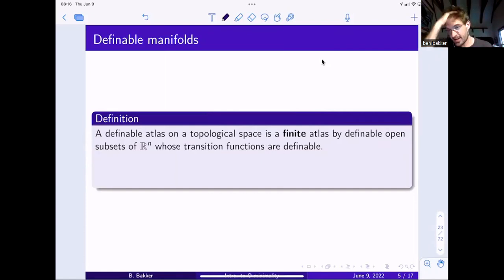The definition is, let's first define what it means to have a definable atlas on a topological space. It's just a finite atlas by definable open subsets of R^n, meaning a finite cover equipped with charts that map to definable subsets of R^n, such that all the transition functions are definable. Which makes sense because the transition functions are maps between subsets of R^n. Obviously having the transition functions be definable is important, but having the atlas be finite is also incredibly important, because definable sets have all these nice finiteness properties. If I don't take a finite atlas, then you could easily start destroying those finiteness properties.